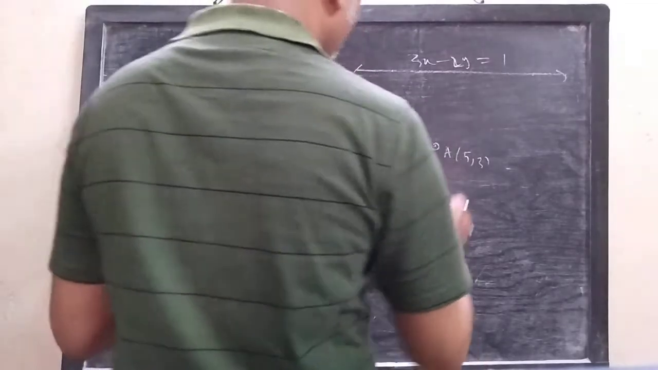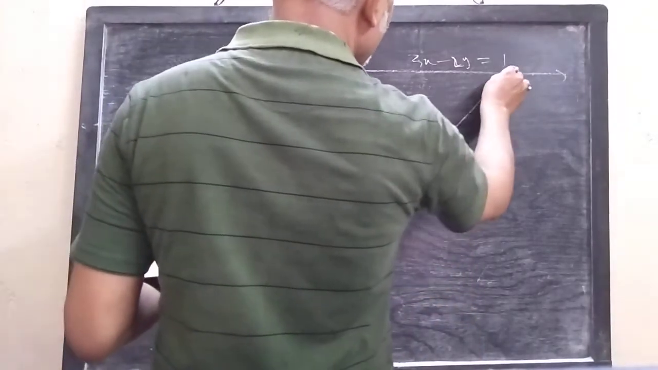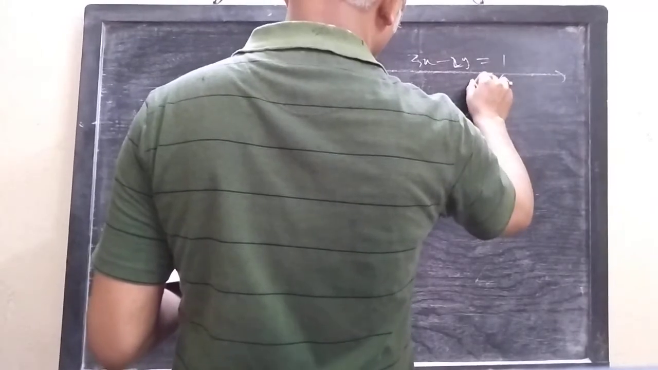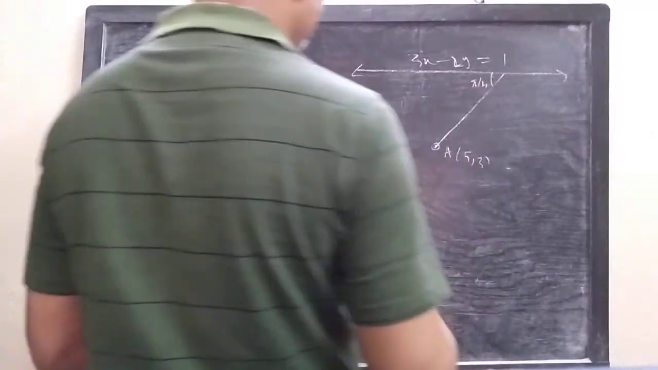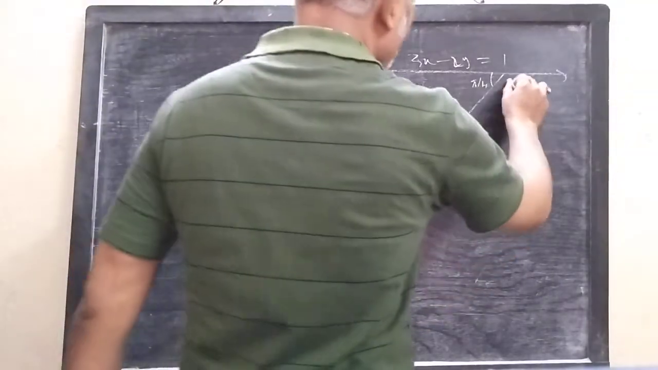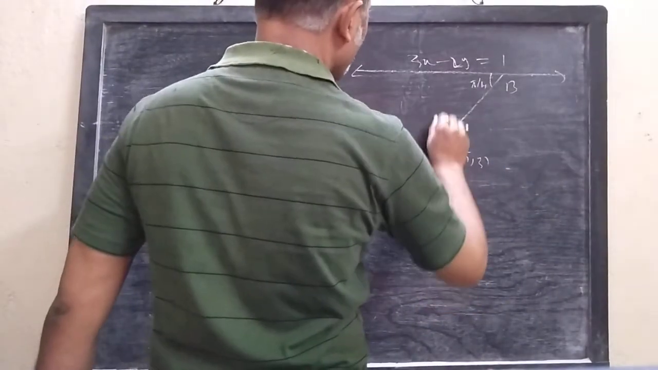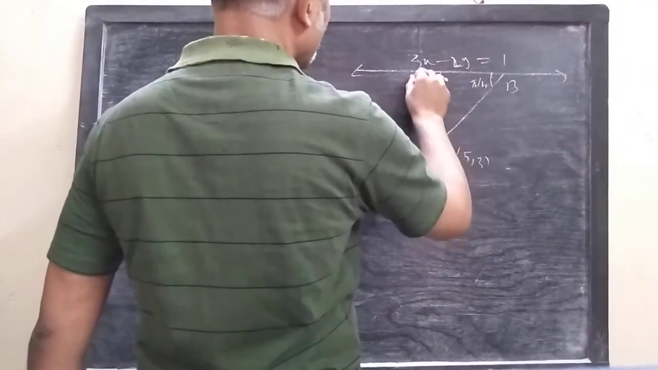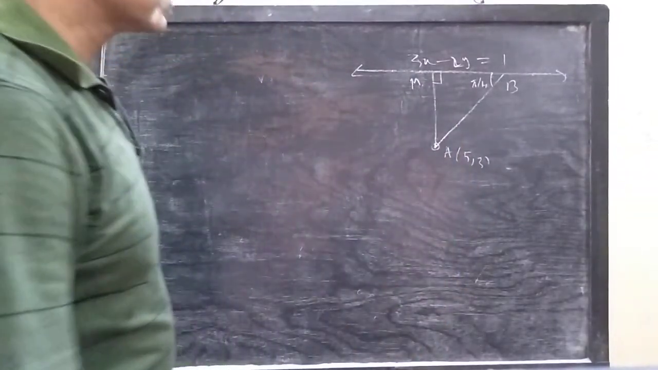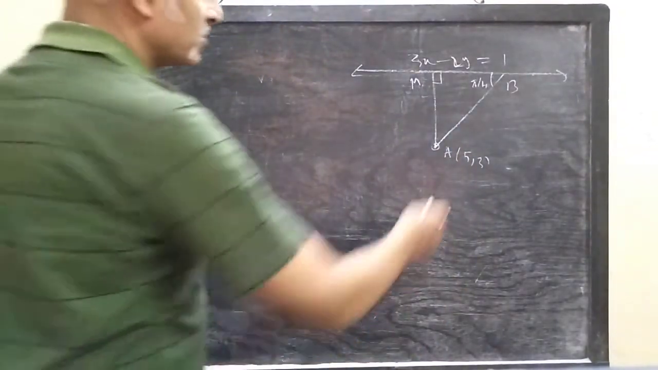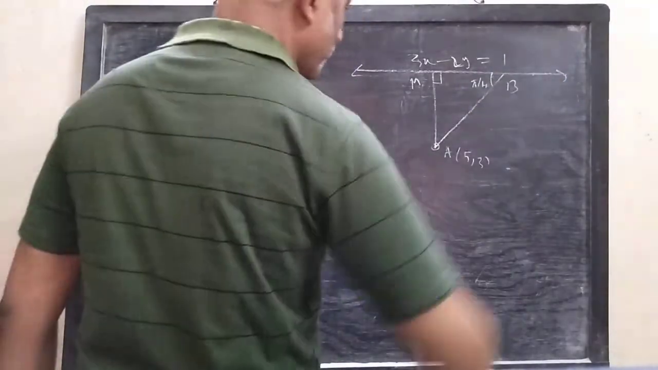a direction making an angle pi by 4 with the given line. So this line will make pi by 4 with the line. Say this point is B. Let us draw a perpendicular to the line. Say this is M. We are asked to find AB.